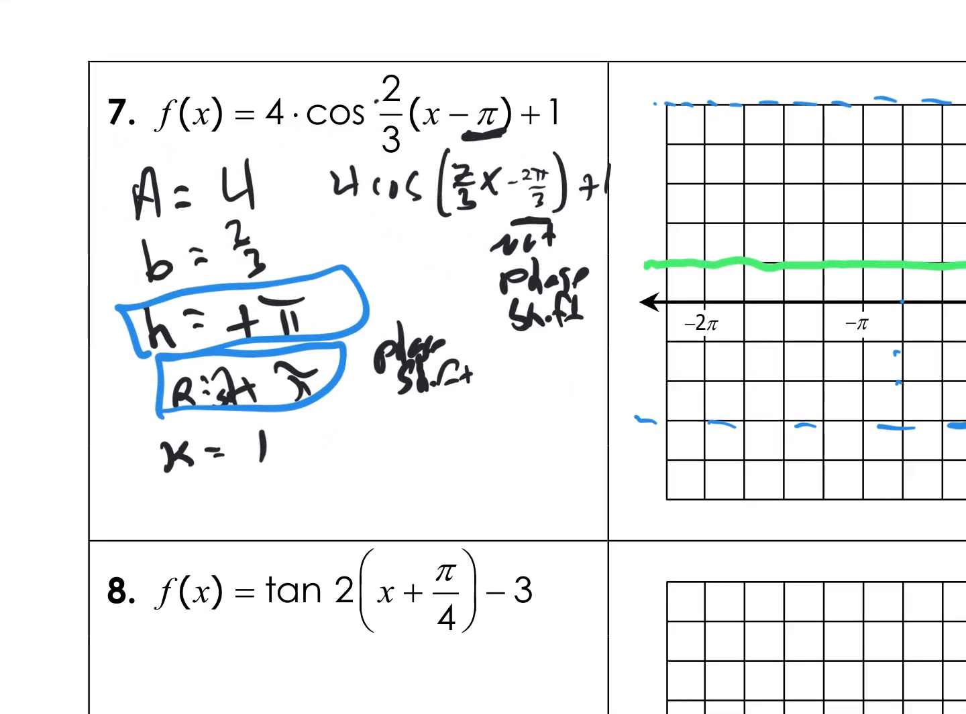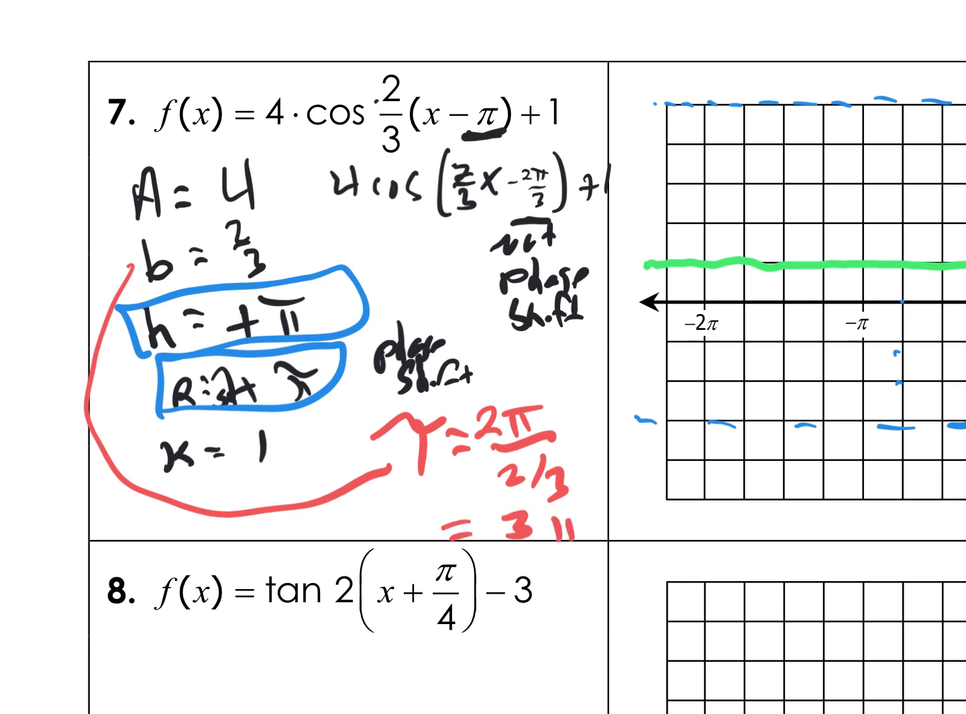What's my period? I forgot to do the period again. What's my period? 2 pi divided by how much? 2/3. Who can do that in their head? Somebody can. 2 times 3 is what? 6 divided by 2 is what? 3 pi. This is exactly in the homework page that I gave back to you. You had the same period. Most people had the answer. 3 pi.